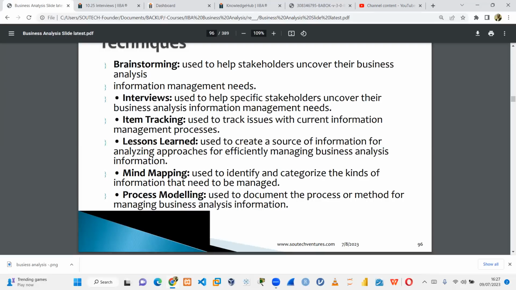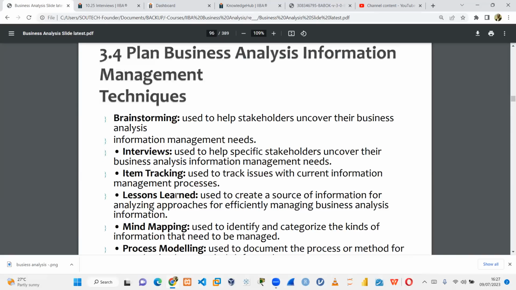Now, part of what a business analyst is going to be doing is trying to model this process. It's trying to see the pattern, to see how this happens. If you go to the banking industry, healthcare, or government agencies, there's always a way things happen. So your process model is used to document the process or method for managing business analysis information. So how are things done? You need to actually model it. You need to actually lay it down so it can help you manage information.